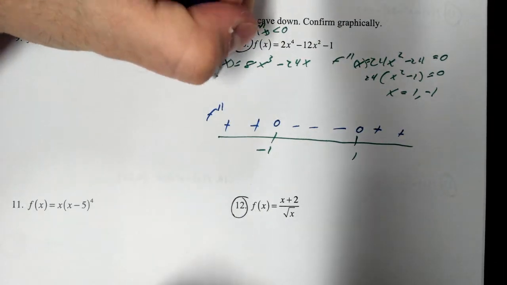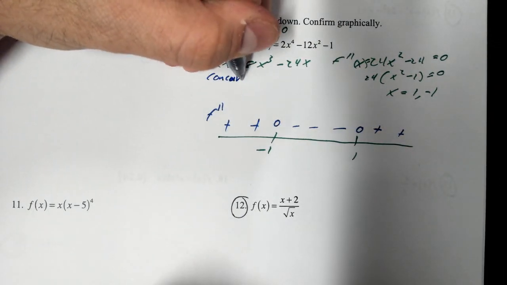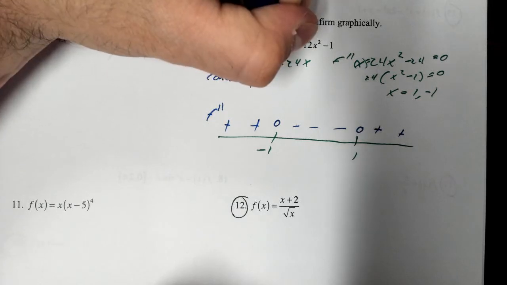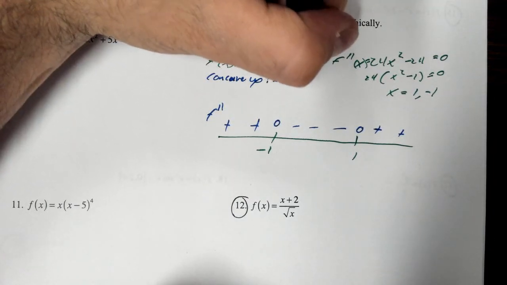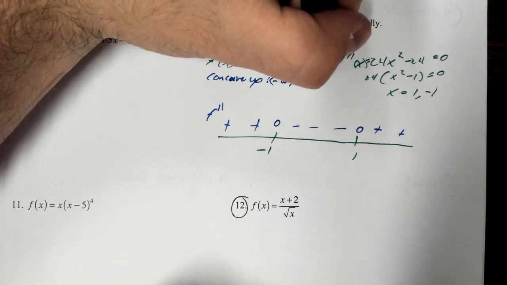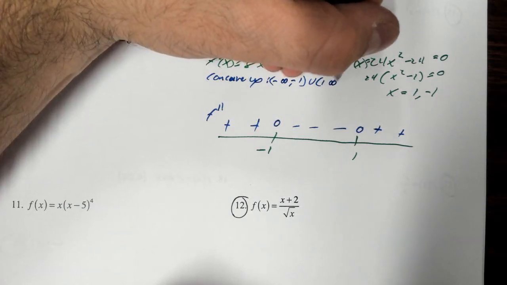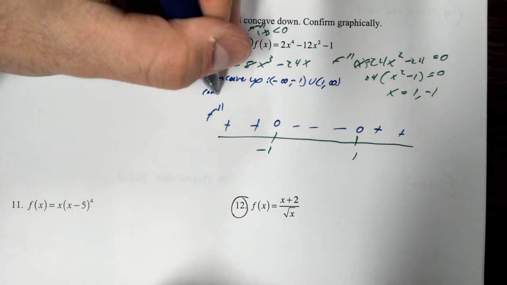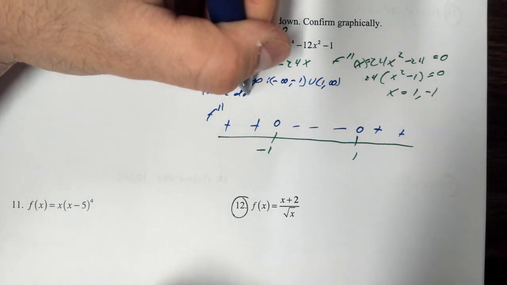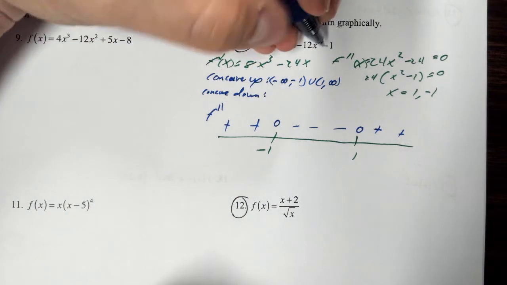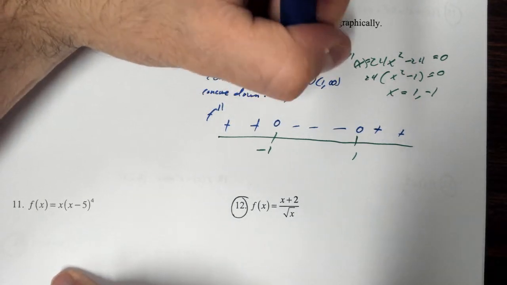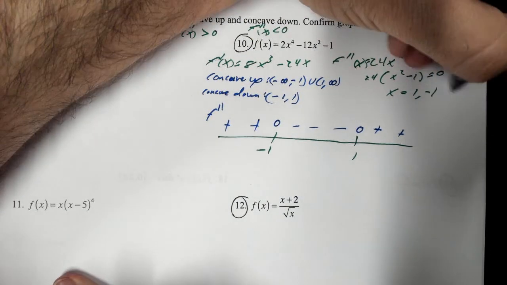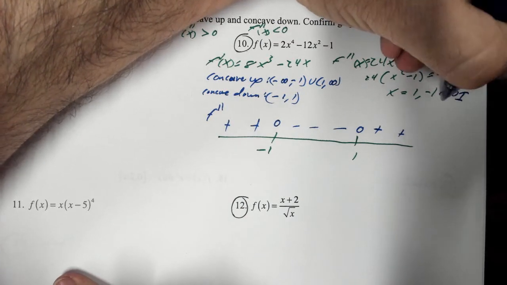So we are concave up from negative infinity to negative 1, union 1 to infinity, concave down from negative 1 to 1. And both of these are points of inflection.